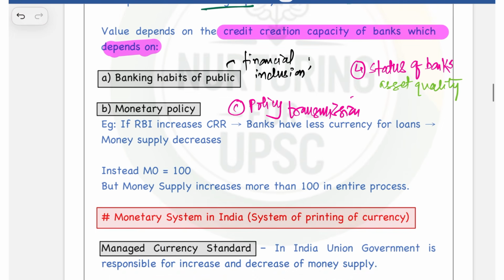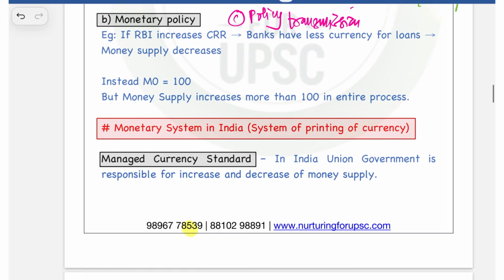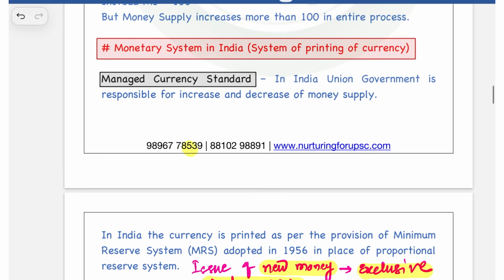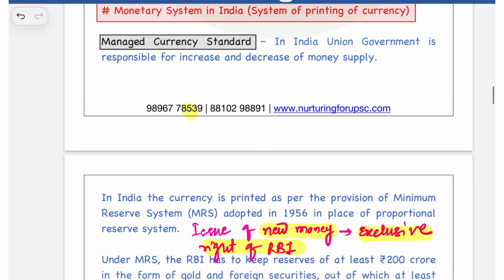But in any of the cases, even though the money supply is 100, the money supply increases to more than 100 in the entire process. We have looked at it from the previous basis. Moving forward, let's discuss how the monetary system in India works. Here I'll be talking particularly about the system of printing of currency and how money is created in India.